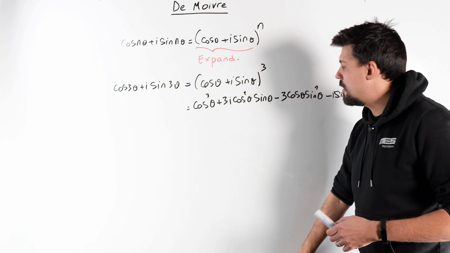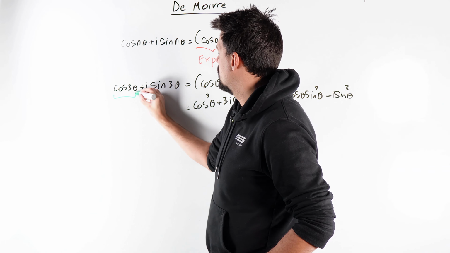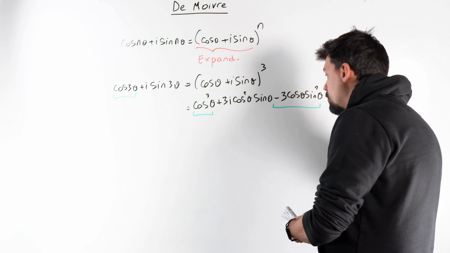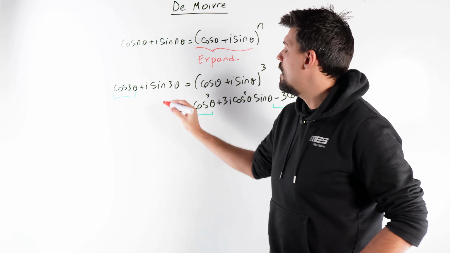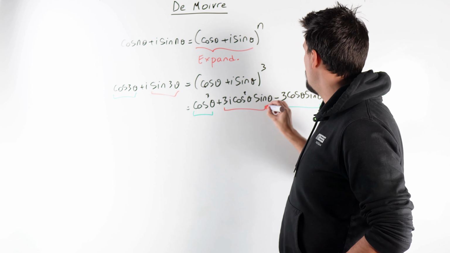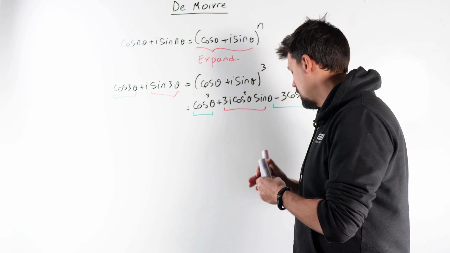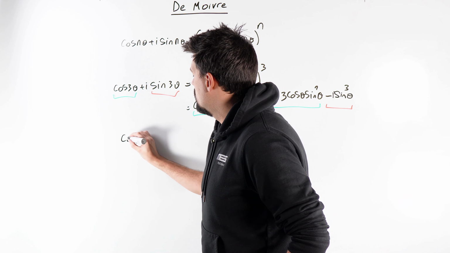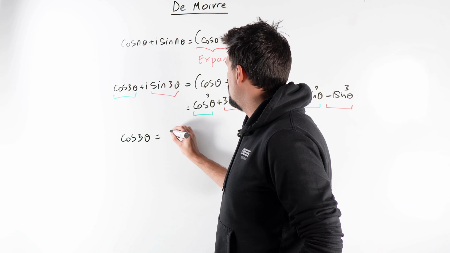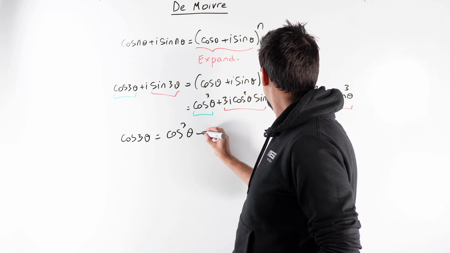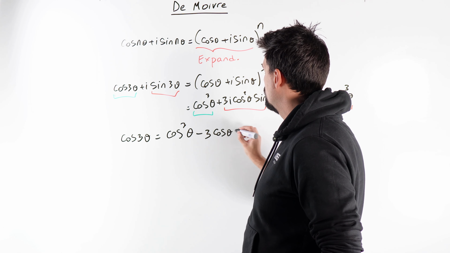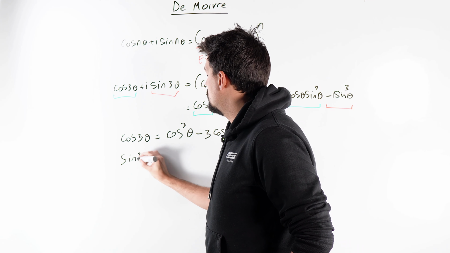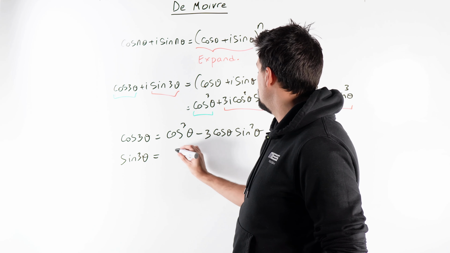And what we do is we compare real and imaginaries. We compare the real parts because 2 complex numbers are equal if their real parts are equal and their imaginary parts are equal. And we end up in its purest form with these 2 identities.